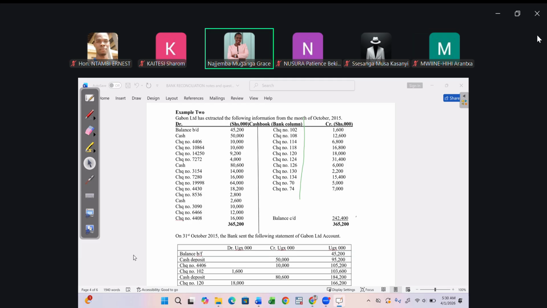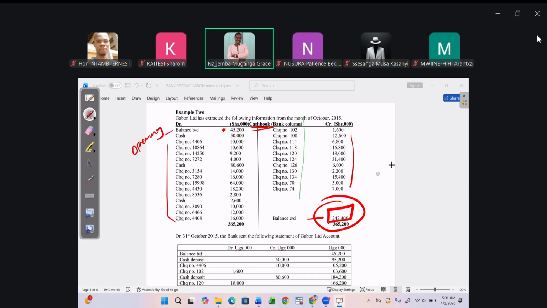Okay, so here's another example I want us to look at. Gabon Limited has extracted the following information from the month of October 2015. This is the cash book. And the accountant is reporting a balance of, do people know how to check the closing balance? Because now some people may think this is the balance. This is an opening balance, what they started with. Then these transactions were posted for the period. Now the closing is this.